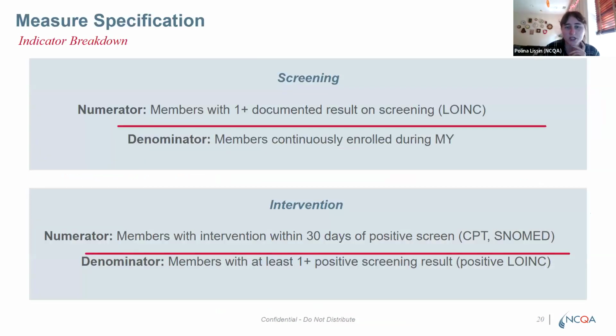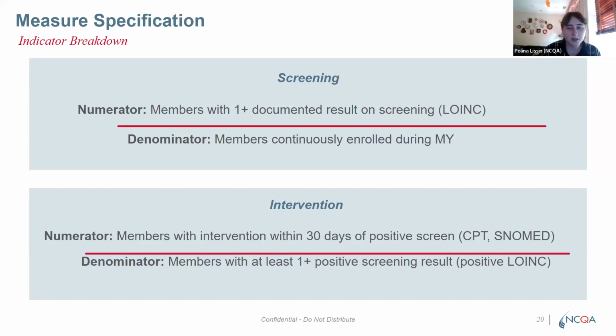So the way that our measure is calculated is through 3 screening indicators and 3 intervention indicators. In indicator 1, the denominator includes all members continuously enrolled during the measurement year. And the numerator captures individuals with a documented result of screening via a LOINC code. So this indicator only captures out of the plan's population who was screened.